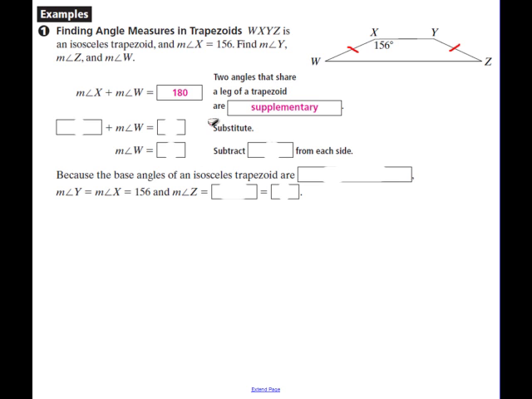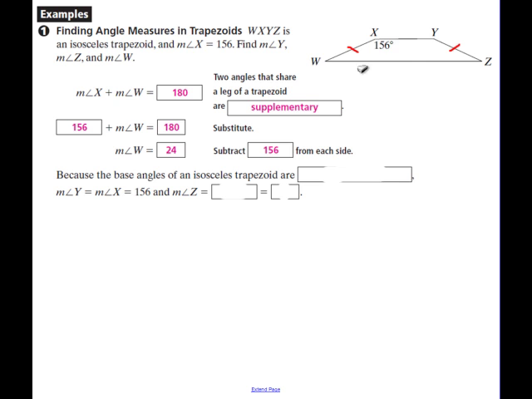So if we substitute in what we know, we already know that angle X is going to be 156, so we can plug that in, and we said that those two are going to have to add up to 180. So we can subtract 156 from both sides, and we get 180 minus 156, which gives us 24. So this angle here, W, we now know is going to be 24.